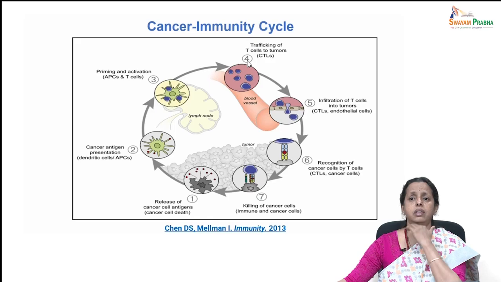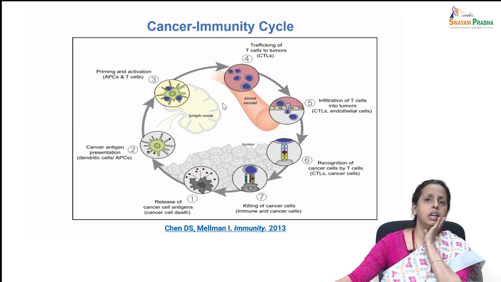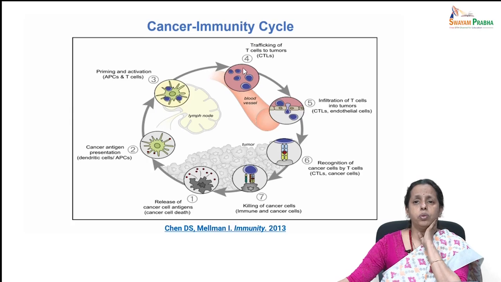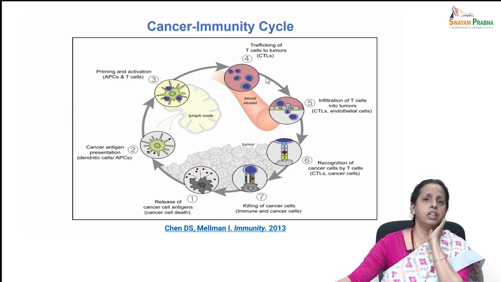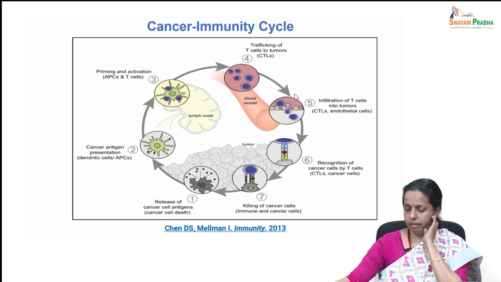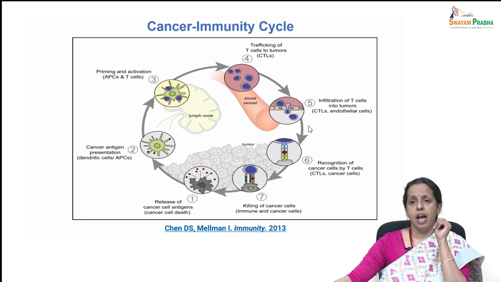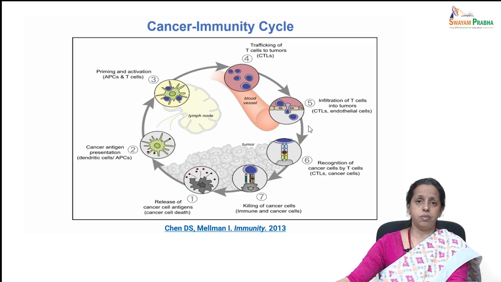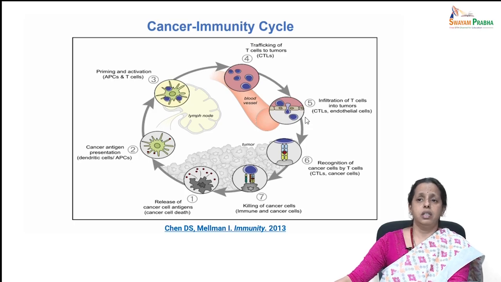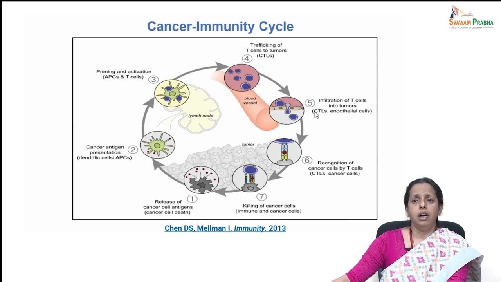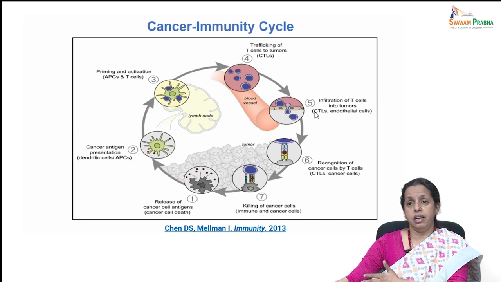Step 4, where the activated T cells move to the tumor site and infiltrate your tumor. Then, in step 5, after the infiltration of the tumor, they bind to the cancer cells. Please remember, these are our activated T cells. They are able to bind to cancer cells. They recognize them as foreign, as we have mentioned before, because of their specificity to the cancer.